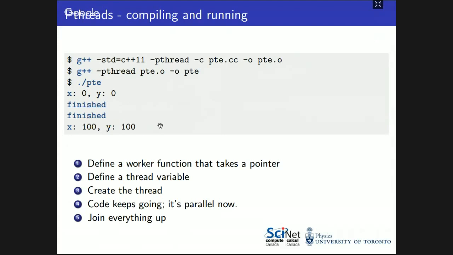There's no point trying to see if this is any faster. This is just a simple operation. All this creating a thread is going to be overhead. But it all works the same way. You create some sort of worker function that you want your thread to do. It takes some sort of pointer. You define a thread variable. You create a thread. The code keeps going, so it's parallel now. And then you join everything up at the end.